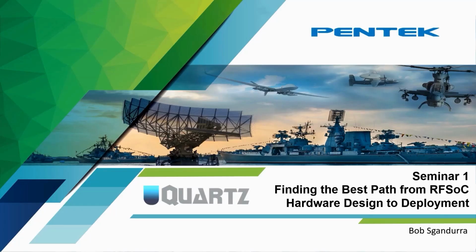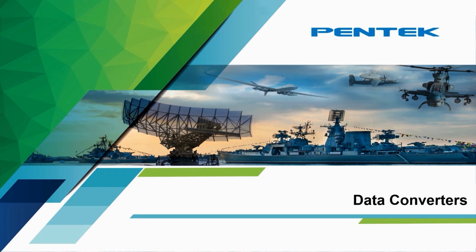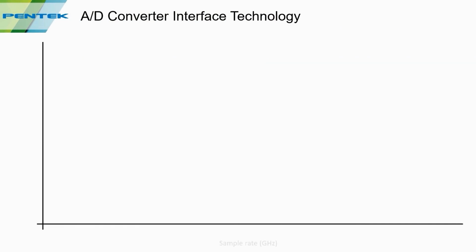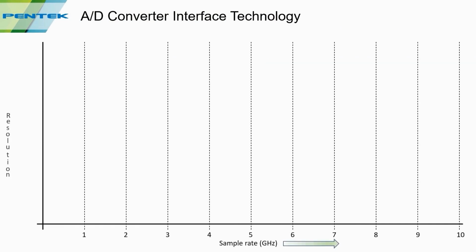This presentation really focuses on the hardware side of RFSoC, or RF System on Chip. And a good place to start when looking at the hardware is to look at the digital converters. So I'll start by looking at the A to Ds available from two of the largest manufacturers, Texas Instruments and Analog Devices. So I'm going to plot these with sample rate versus resolution.